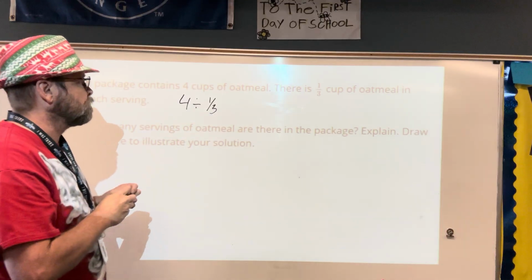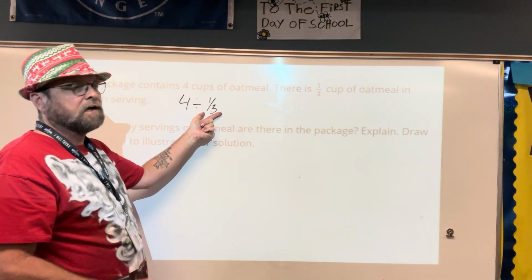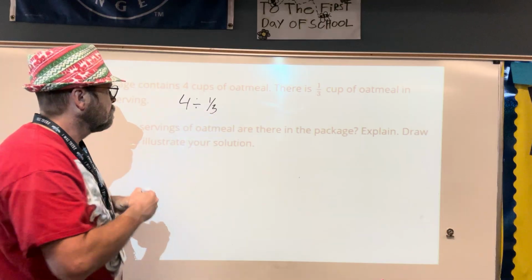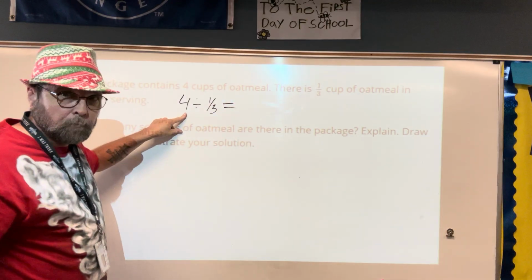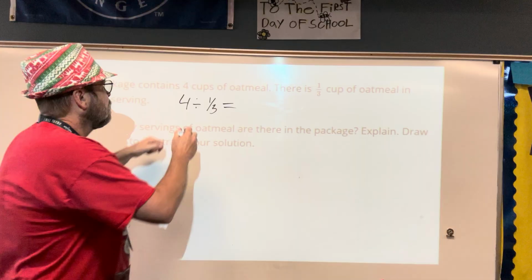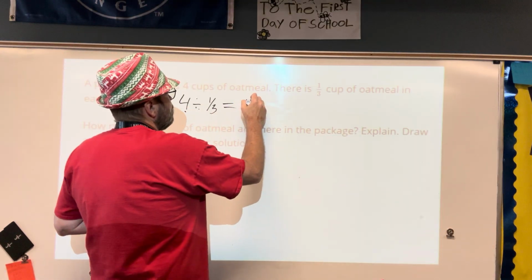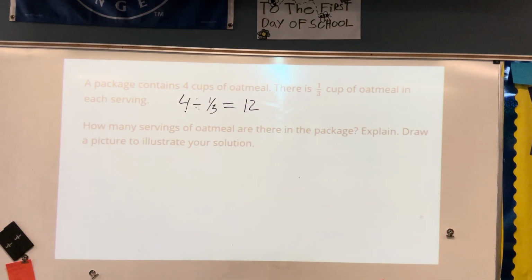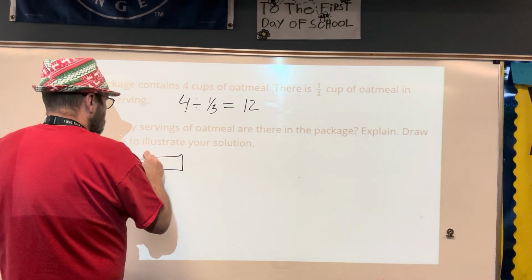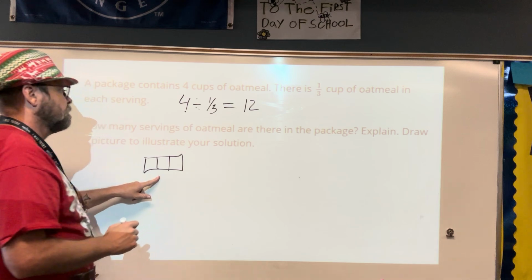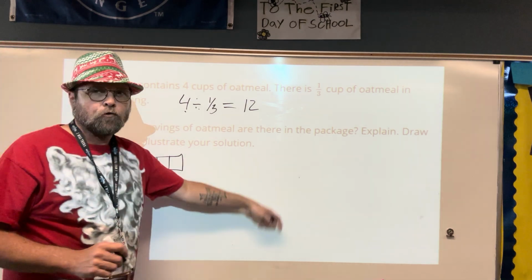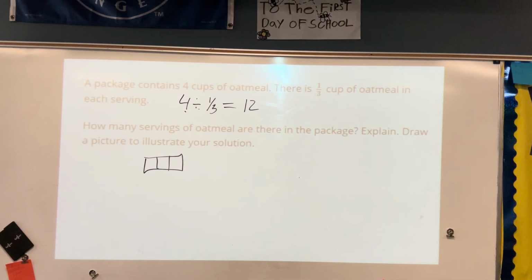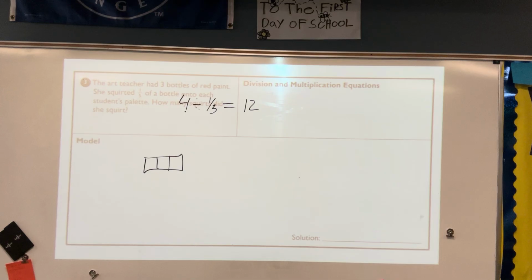How many people can be served oatmeal if each person gets 1/3 of a cup of oatmeal? How many people? We're not going to cut the people into pieces. So 4 divided by 1/3 would be 12. We could feed 12 people oatmeal. And again, we could do this. 1 divided into thirds. That's 1 cup. And I could do 4 cups, and I'll show you there are 12 servings in 4 cups. So 4 divided by 1/3 is 12.